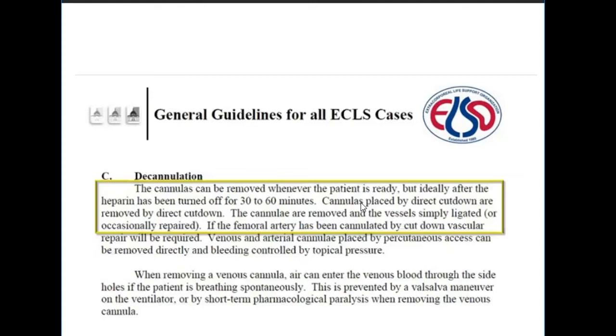But if it was surgically placed, then you have to call the surgeon, and he will repair the site where the cannula was placed. So surgically placed cannulas we cannot remove percutaneously; we have to remove them surgically. Percutaneously placed ones, we can just remove and put on a dressing.